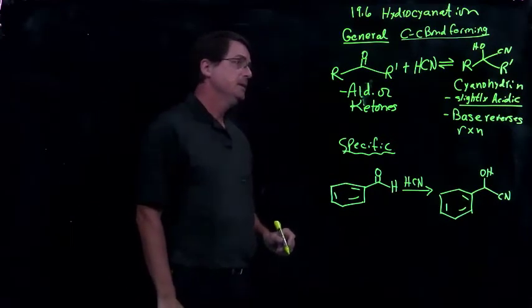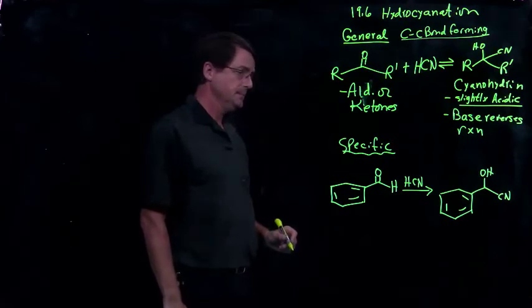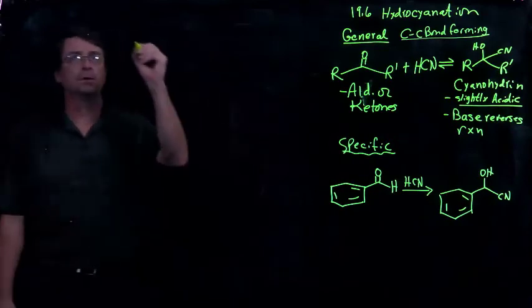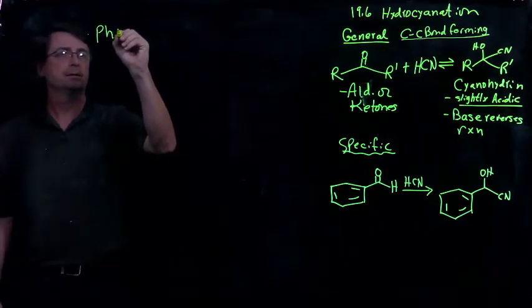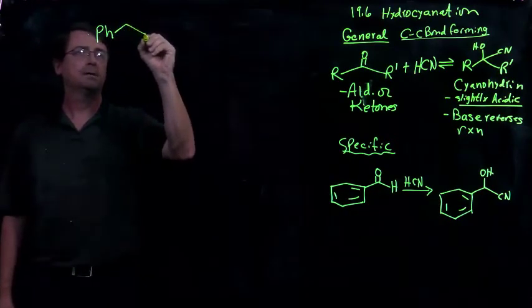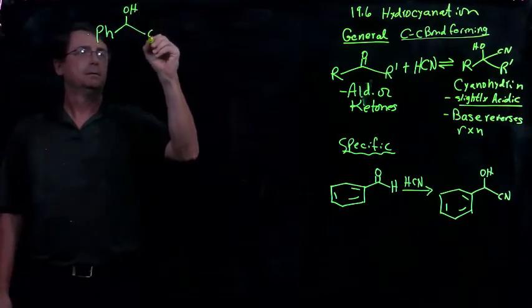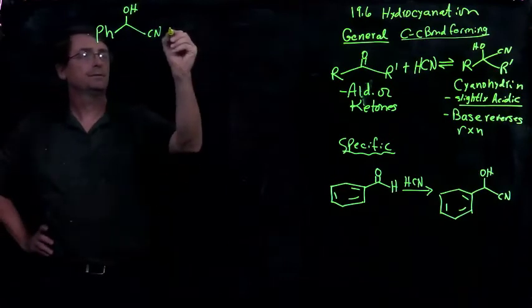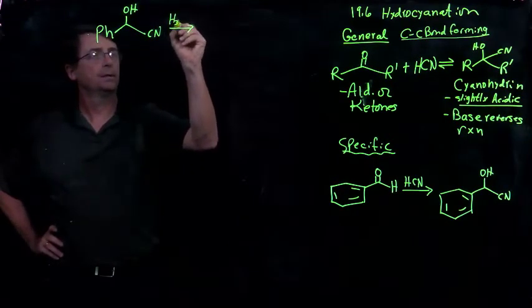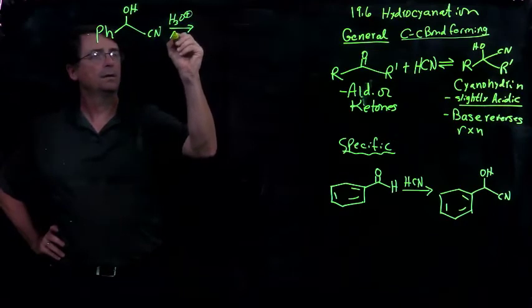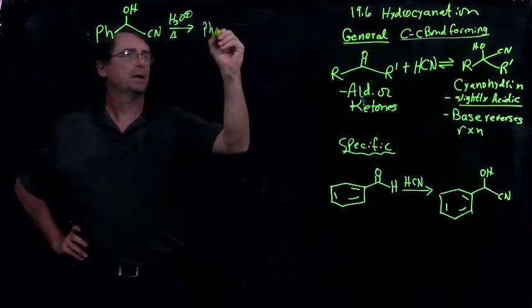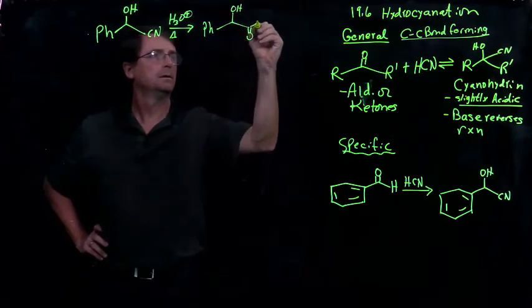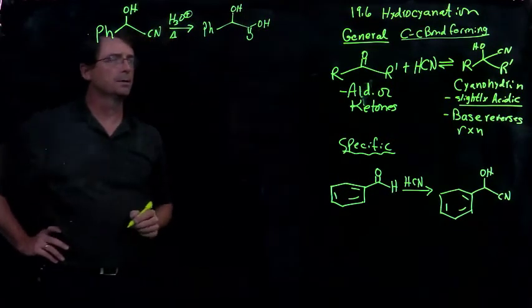All right. So what can we do with this? It's actually what we can do with these products. So I'll draw it over here again. This is a nitrile. The cyano group is very useful. We can, for instance, hydrolyze it. If we treat it with acid and water and a little heat, you can hydrolyze the nitrile to the carboxylic acid.